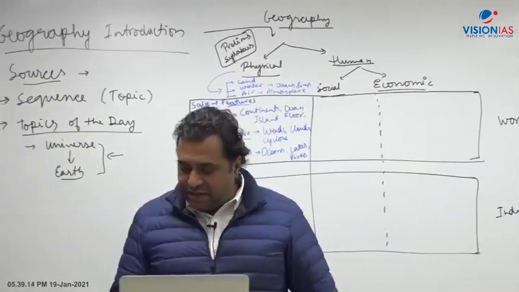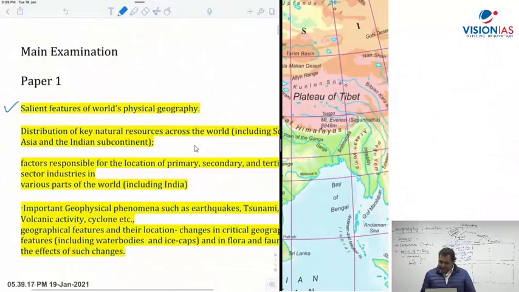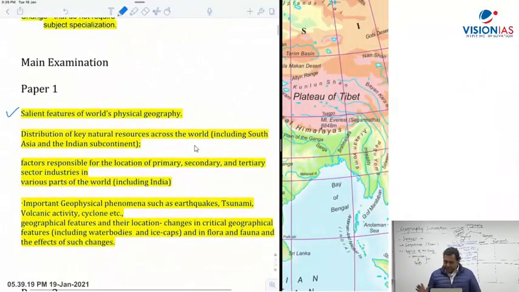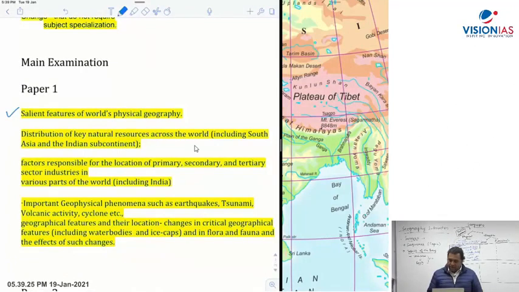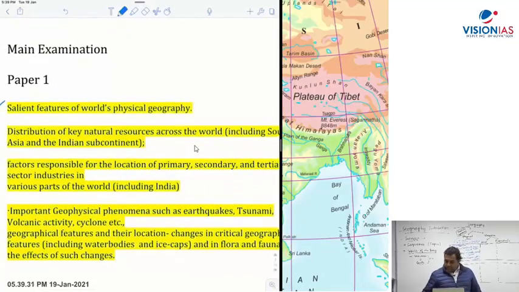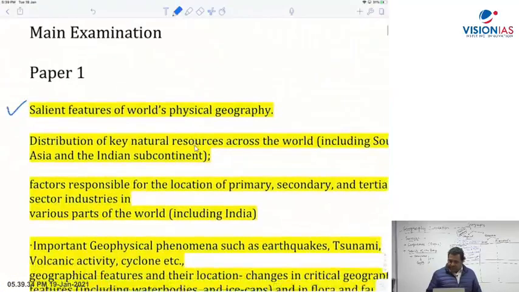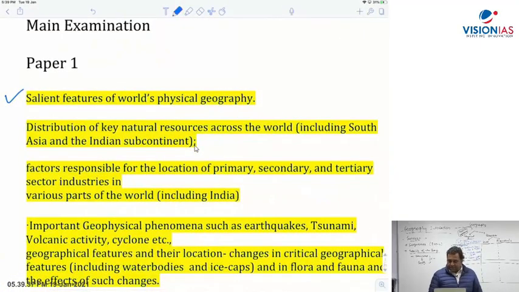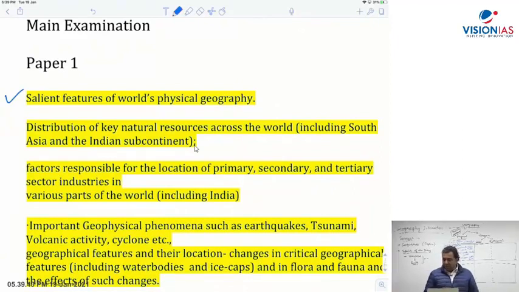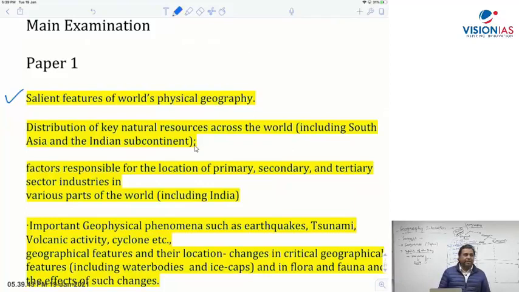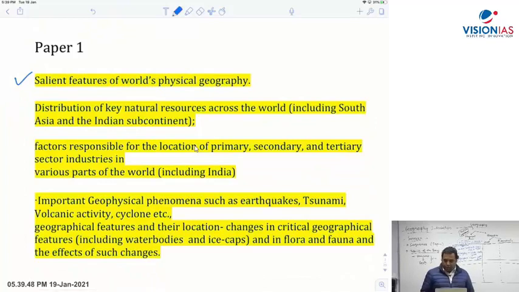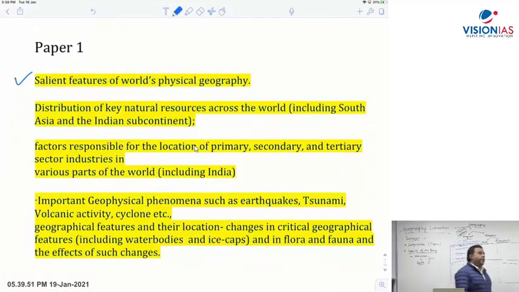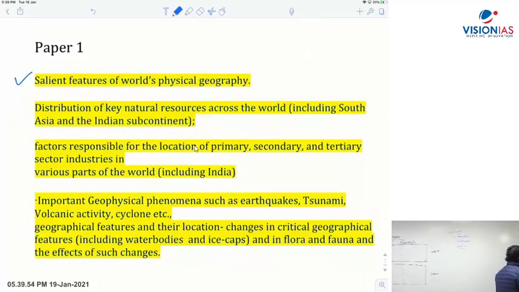Then what is the next thing? The next thing that we try to understand after this world physical geography, distribution of key natural resources across the world, right? You can see that, you can read that on the syllabus. I'll just wind up that atlas for the time being and focus on this. Distribution of key natural resources across the world, including South Asia and the Indian subcontinent. This is one thing that it says. Then factors responsible for location, etc. Now, before I take you there, I'll bring you to this fourth point, right? I'll take you there in a moment, but before that, I will bring you here.